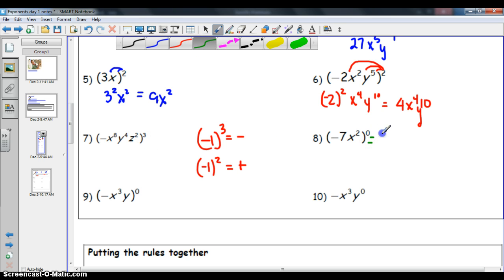Again, anything to the 0 power is 1, and nope, the whole thing's not 1, just y to the 0 is 1 times this, so our answer is negative x to the 3rd.